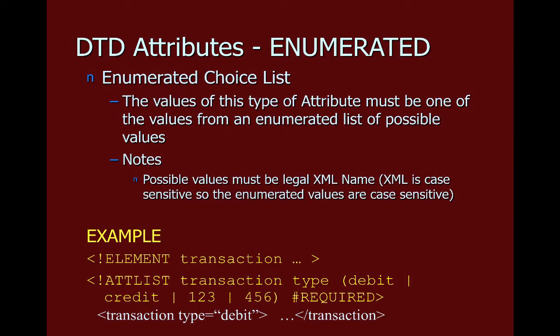You can have an enumerated choice list, so you can say that type is an attribute of the element transaction, and the value of type can be debit or credit or 1, 2, 3 or 4, 5, 6, and is required. So you have to have an attribute to be legal in this document type, if you like. And this is an example there. So you notice that type is the attribute of transaction and having the value of debit in that example.